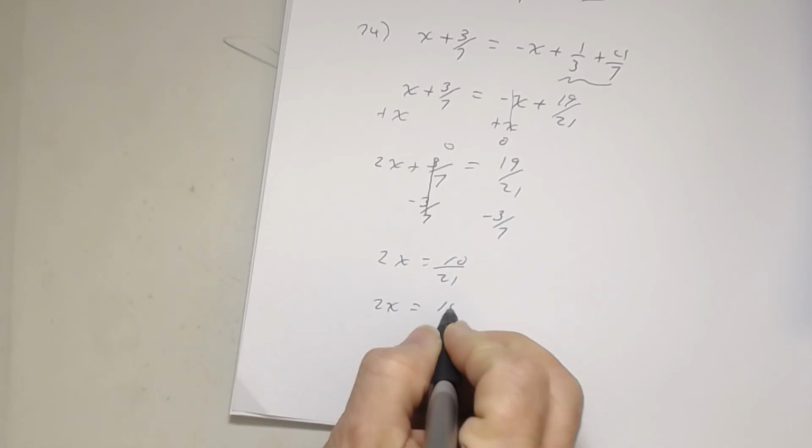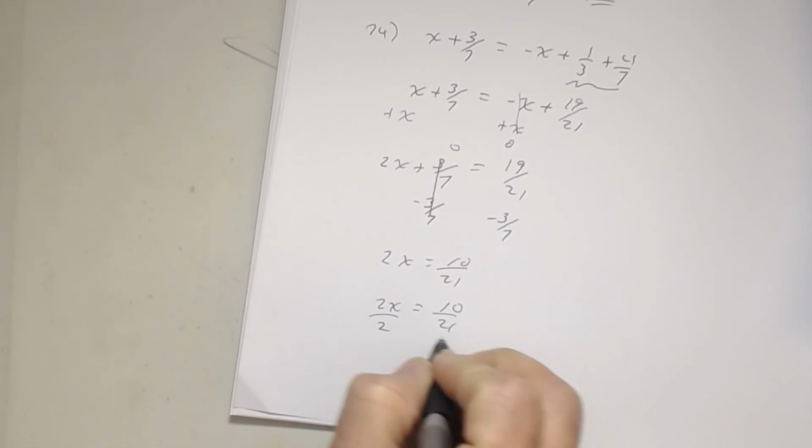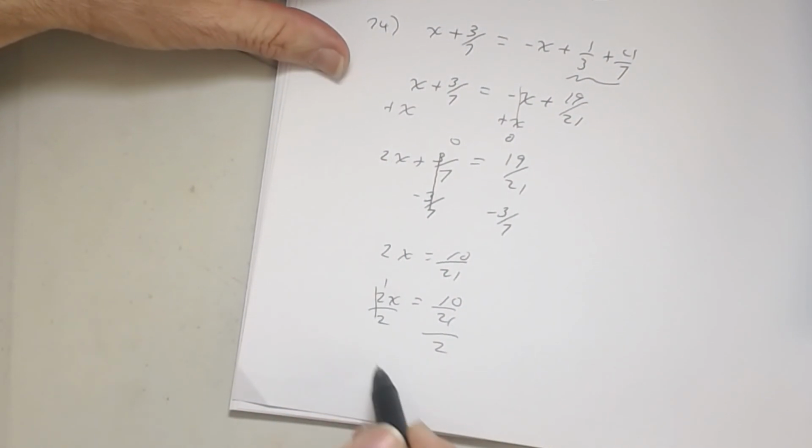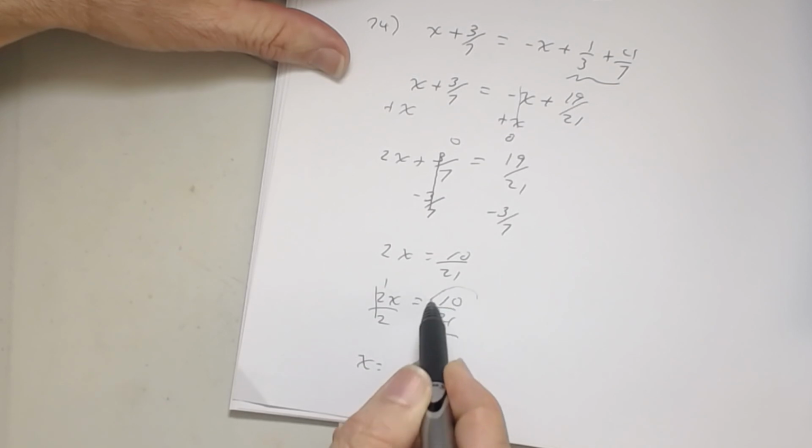So we go ahead and rewrite this over. So I'm dividing both sides by 2, right? So 2 divided by 2 is 1. 1 times x is x. Now how do I deal with this?